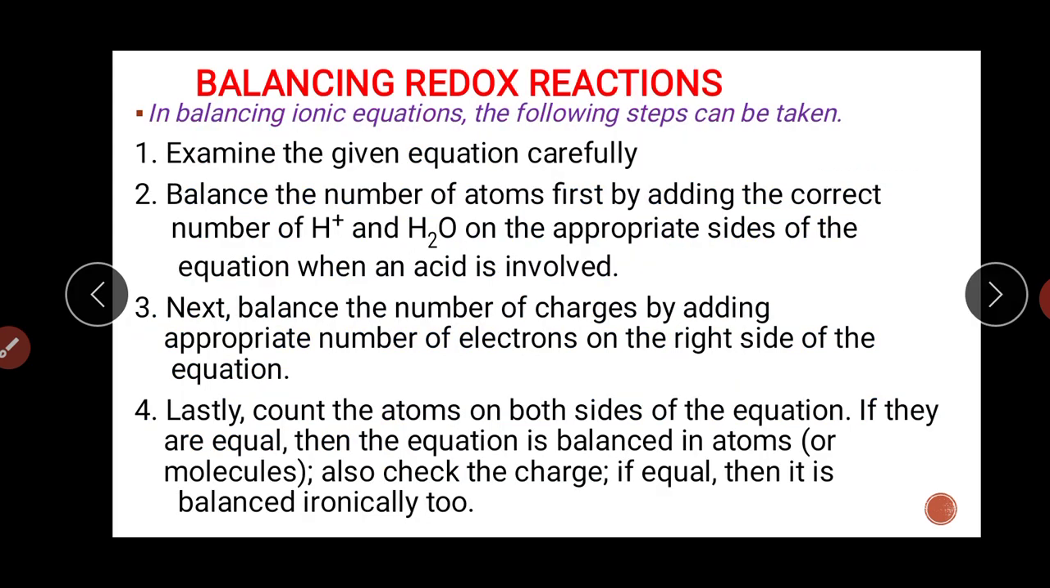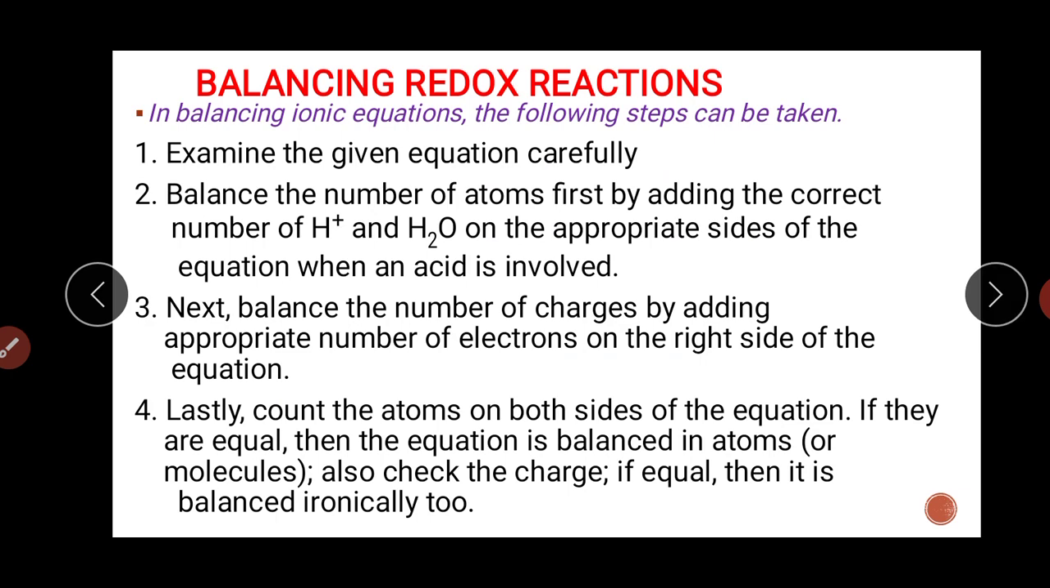Balancing redox reactions. When you want to balance a redox reaction, the following steps are taken. An example will be shown in our next slide, but these are the steps. First, you examine the given equation carefully. You balance the number of atoms by adding the correct ions, hydrogen ions or water, in the appropriate places. You balance the number of charges. At the same time, you count the number of atoms and charges on both sides. If they are equal, they are balanced.